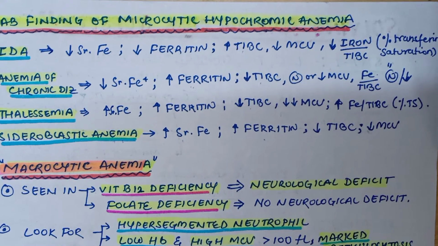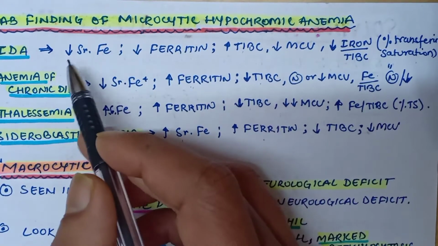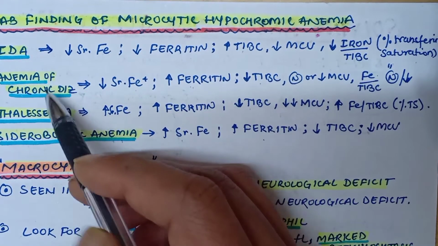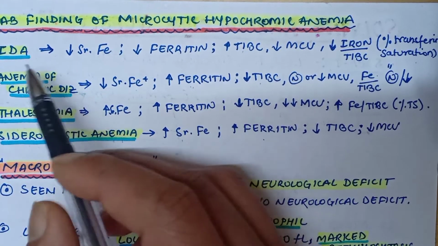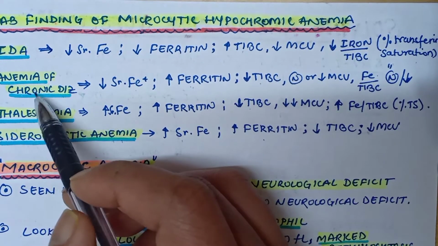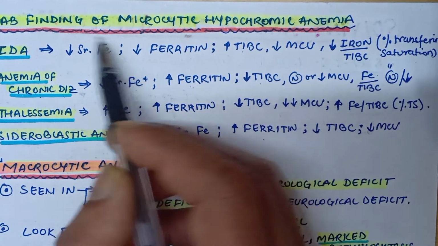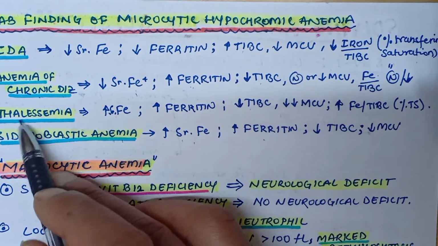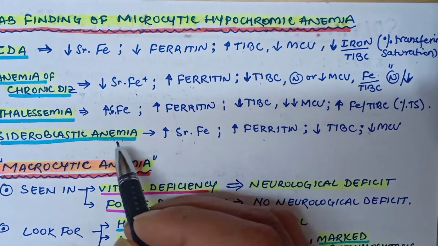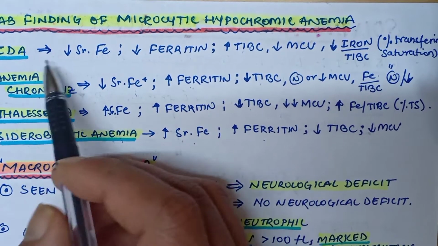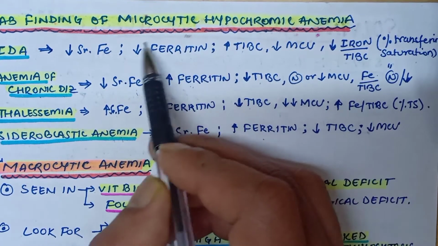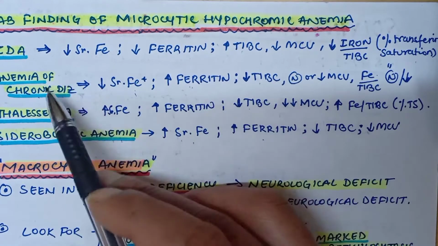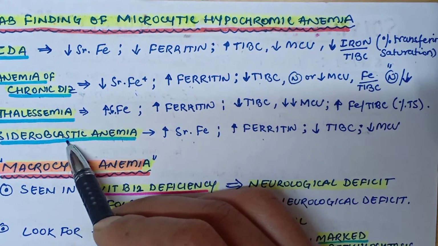So what we see here is that there is decrease in serum iron in case of iron deficiency anemia and anemia of chronic disease, whereas serum iron will increase in case of thalassemia and sideroblastic anemia. In iron deficiency anemia, there is decrease in ferritin level, whereas there will be increase in ferritin level in case of anemia of chronic disease, thalassemia and sideroblastic anemia.